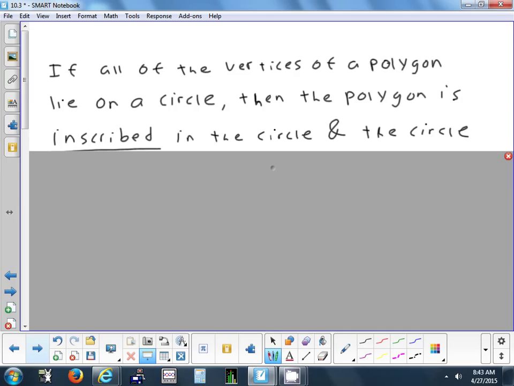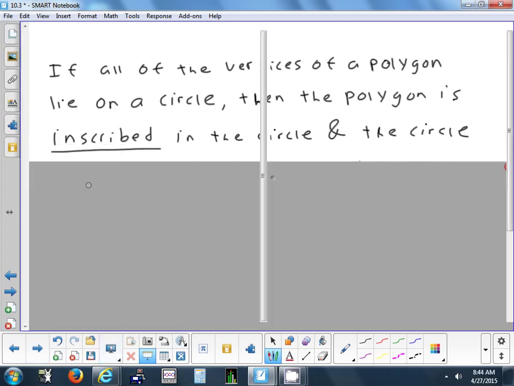So now, instead of just drawing a single angle inside a circle, we're going to draw an entire polygon. And if you can draw a polygon so that all the vertices of that polygon lie on the edge of a circle, we say that that polygon is inscribed inside a circle.